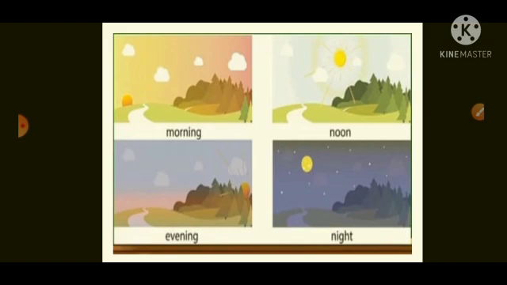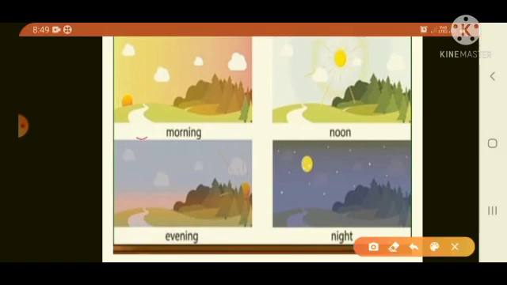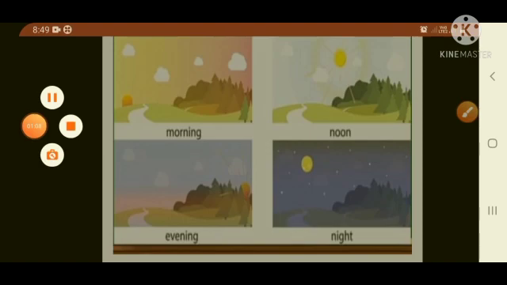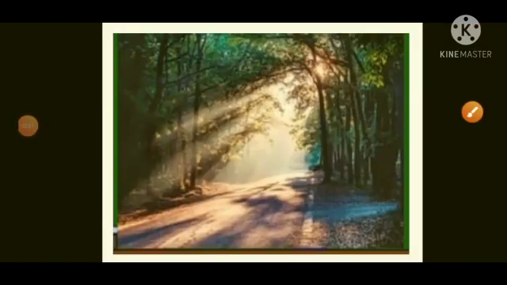You can see here in picture. This is morning, this is noon image, evening and night. Like morning, in the evening also, the sun rays are slanting. Therefore, evenings are also cooler. During summer, the days are longer than in winter. Therefore, the sun warms the earth more in summer than in winter.